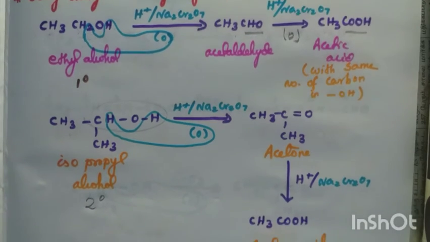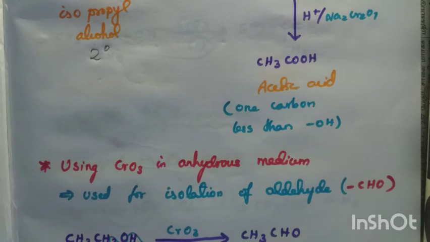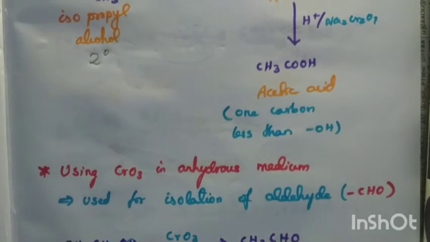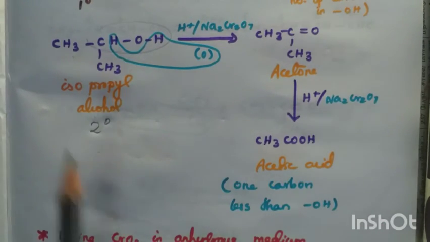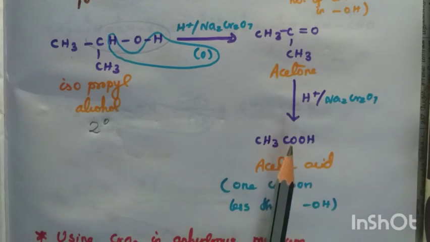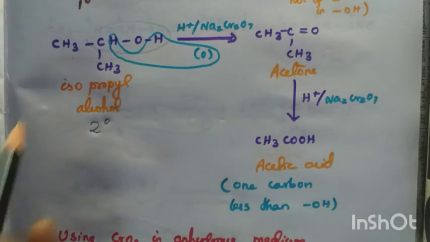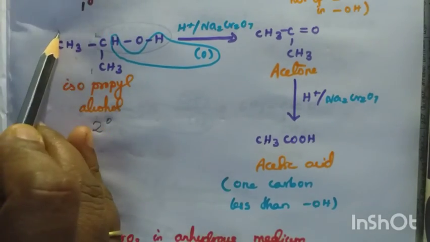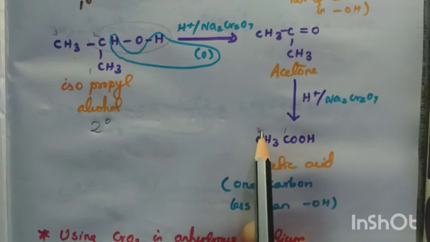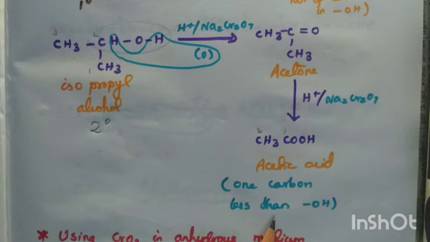Which on further oxidation gives acid. Isopropyl alcohol, a secondary alcohol, on oxidation gives ketone, that is acetone, which on further oxidation gives acid. Here consider 1, 2, 3 carbon is there. But in the product only 2 carbon is there. So secondary alcohol on oxidation gives acid with less number of carbon, 1 carbon less than the alcohol.